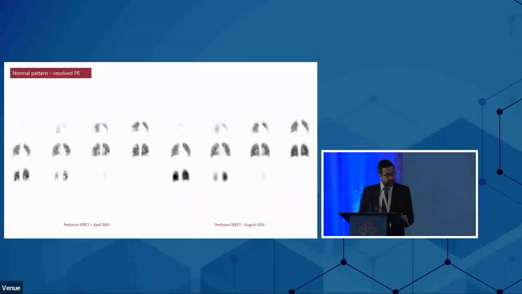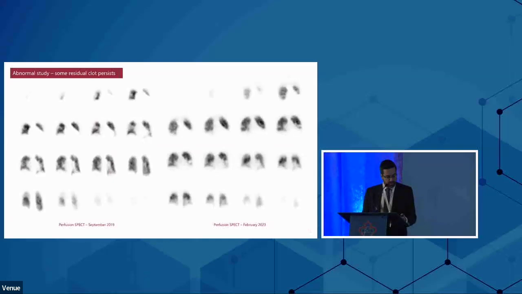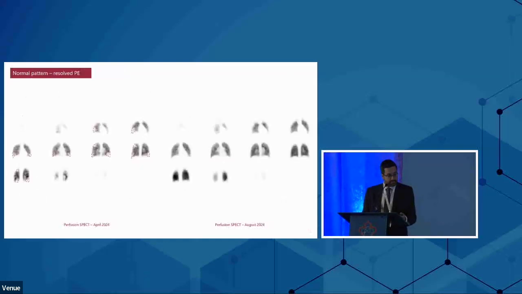So here's an example of a study done initially in April showing multiple perfusion defects consistent with PE, and in the follow-up in August, it was normal. So this is resolved PE. This is what most of the patients will look like.